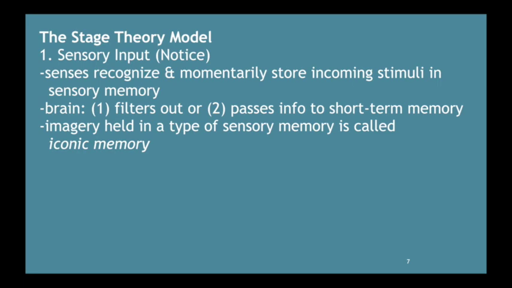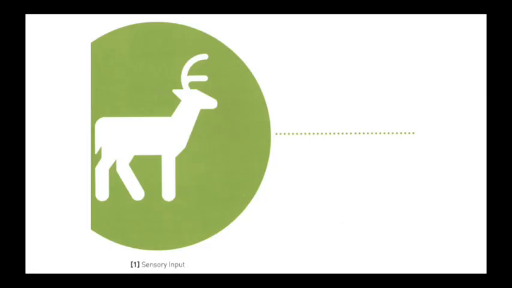Any images or imagery held in a type of sensory memory is called iconic memory, so it remembers the actual image and what it represents directly. For example, here you would see, I believe, a deer. You see the deer, and that would be held in iconic memory.